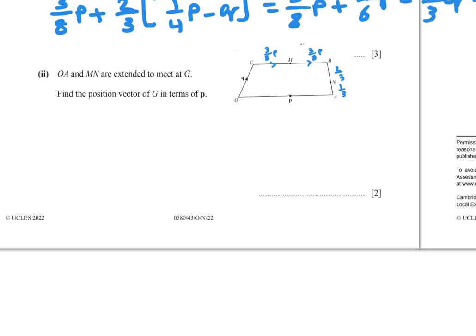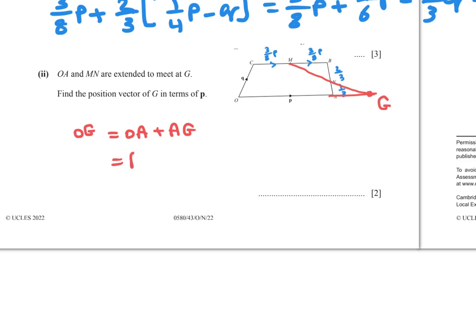Double I. OA and MN are extended to meet at G. OA and MN extended. So they intersect at the point G. We need to find the position vector of G. So we need to find OG. OG equals OA plus AG. OA, which is B, plus AG. So OG equals OA plus AG.